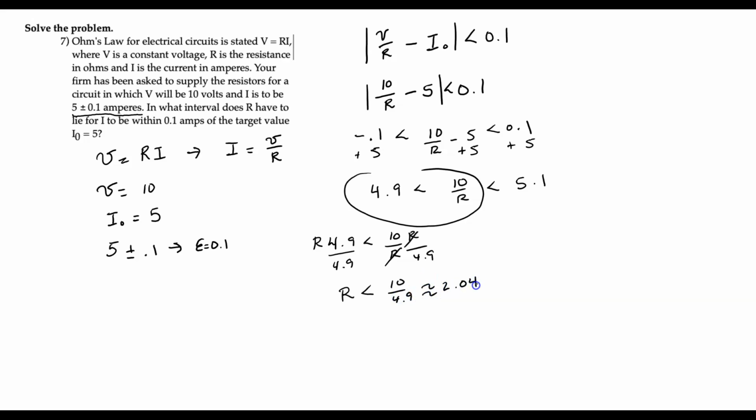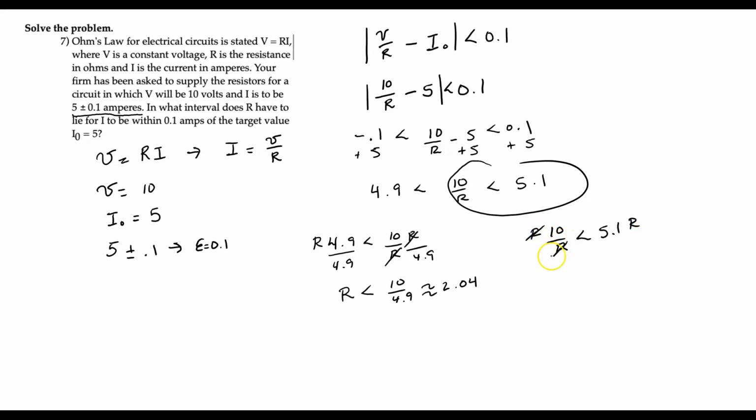And now I'm going to look at the flip side of the inequality. 10 divided by R has to be less than 5.1. I approach it the same way: multiply both sides by R and divide by 5.1. And so R would be greater than 10 divided by 5.1. You could read it the other way, R greater than 10 divided by 5.1, which is about 2. If you want to be a little more precise, you could say 1.96.